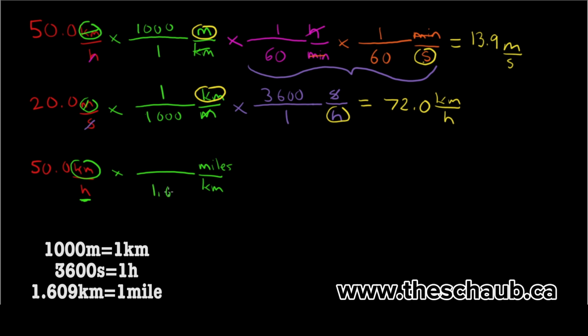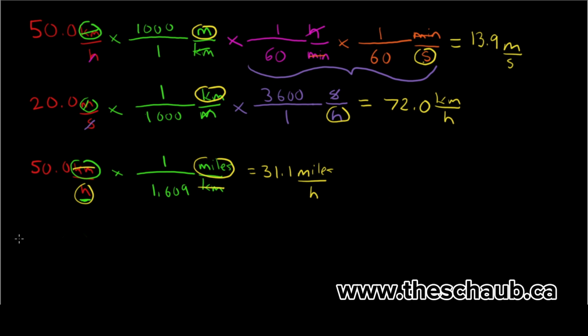There's 1.609 kilometers in 1 mile. So when we take 50 and divide it by 1.609, we're going to get 31.1 miles per hour. Let's just check our units quickly. Our kilometers cancel, and we're left with miles per hour.